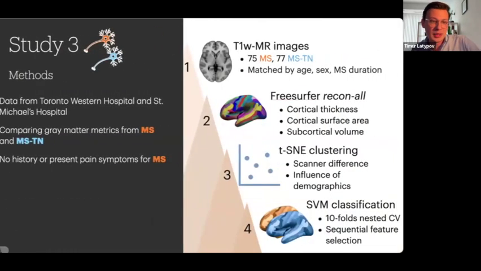To do that, we looked at the neuroimaging from MSTN patients and pain-free MS patients who were matched by age, sex, and the duration of the MS. On top of that, we also ensured that there was no difference in the proportion of different MS types between these two groups. So the key difference was that one group is experiencing pain and the other doesn't. We compared these two groups using a combination of supervised and unsupervised machine learning methods.